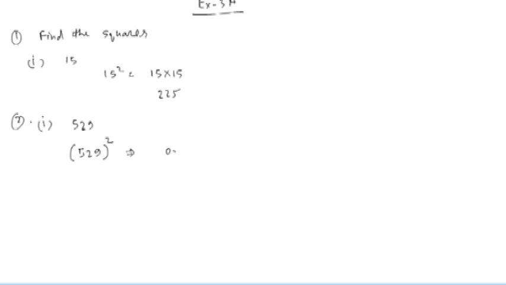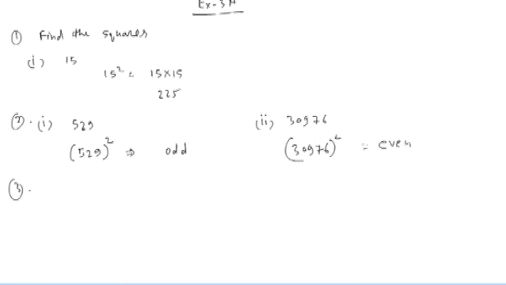And the second question is 30976. It is an even number, so the square of this number will be even.